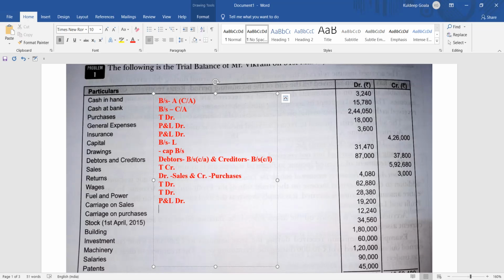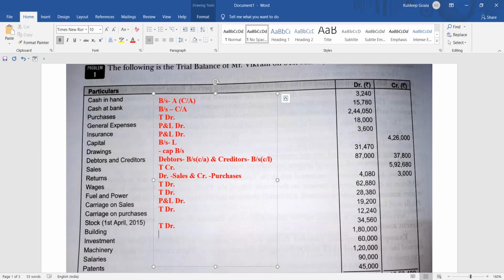Then coming to the next one, carriage on purchase. It is an item of trading account because purchase is related to direct items, so it will come in the trading account debit side. Then coming to the next one, stock on 1st April 2015. The stock is how much? It is 34,560. Where will it come? It will come in the trading account debit side.